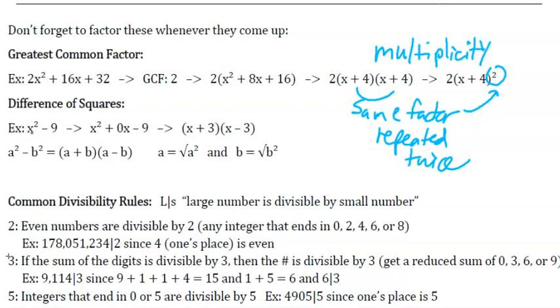Difference of squares, if you have something like x squared minus 9, you could change it to x squared plus 0x minus 9 and do the x method. And you can factor out this way, or you can use the formula difference of squares. A squared minus b squared equals a plus b times a minus b. You can find a by taking the square root of the first term, and you can find b by taking the square root of the second term, not counting the sign in between.